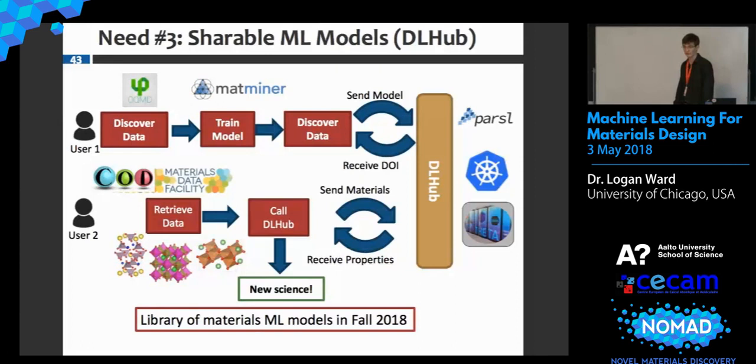I can publish this to DLHub and receive a citable digital object identifier, which would allow somebody else to come along, find this model, use it on a new data set to predict the stability of different crystals, and hopefully use that to enable new science. And because this has been published in a citable way, they can reference back to the original authors in a way that ensures everyone's contributions are recognized. This is something we're going to be building extensively this summer and populating with many models from the materials community. So this wraps up my talk for today.